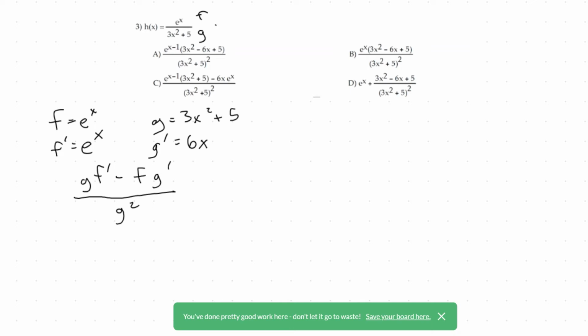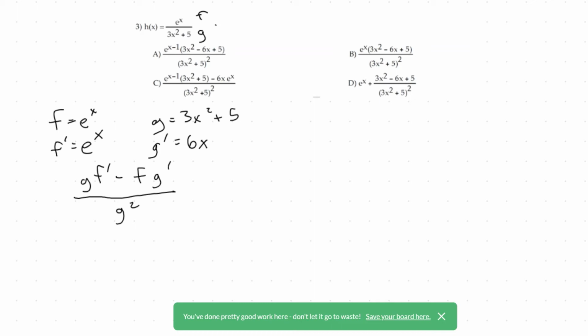Now within a term, you could change the order. For example, you could have g prime times f, and it wouldn't make a difference. It doesn't matter what order it is within the term, but that's the formula we're going to use. So we're just going to plug each of these where they go.